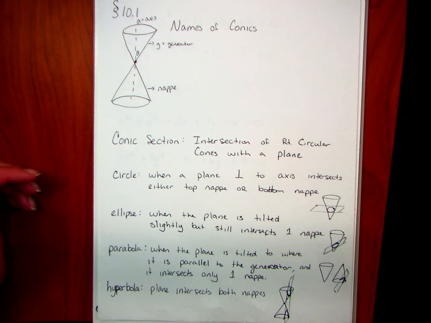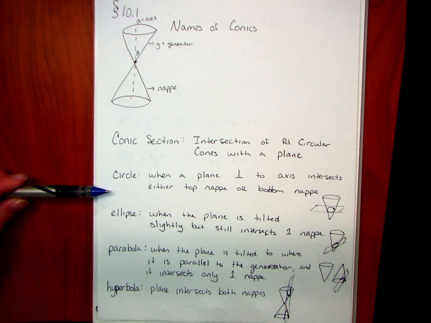All right, I'd like to do a brief overview on Chapter 10, even though you're not going to have any homework over it per se. It is important that you're able to identify the equations of these conic sections. All right, so there are 4 conic sections. Not all of them were covered in Chapter 10, however.